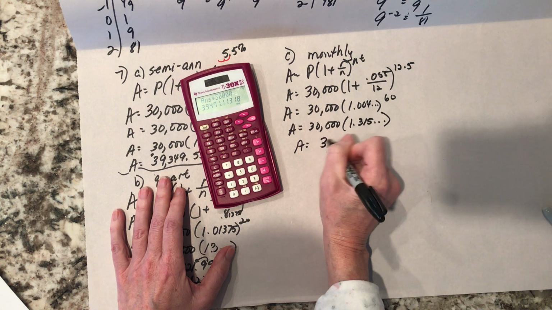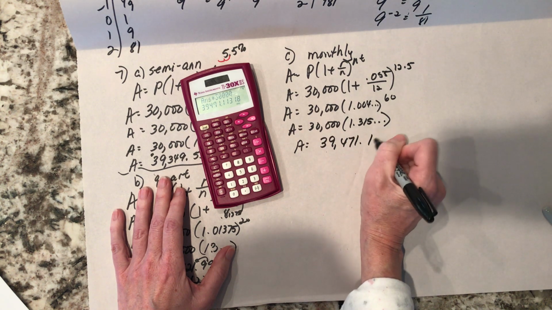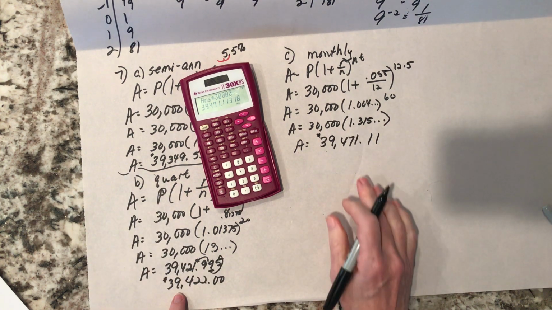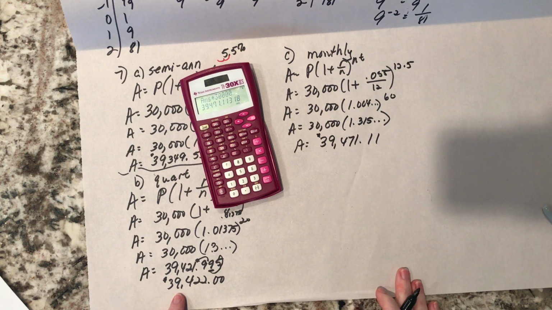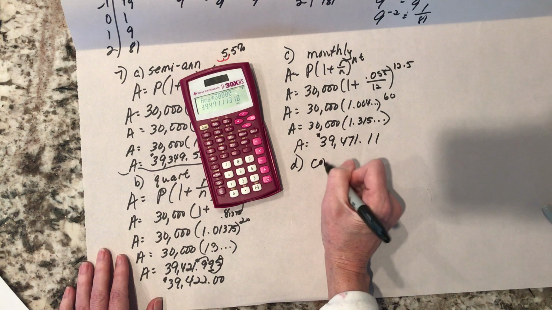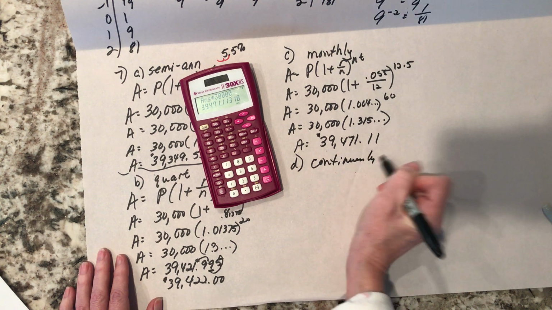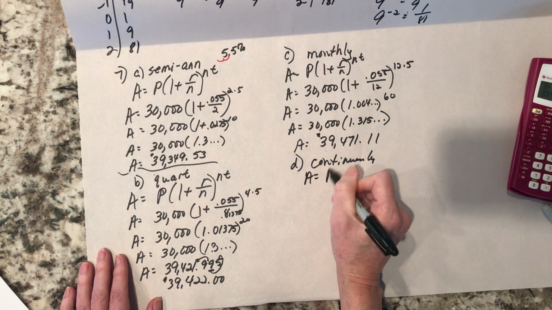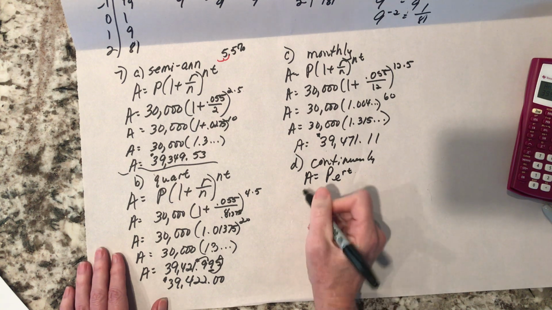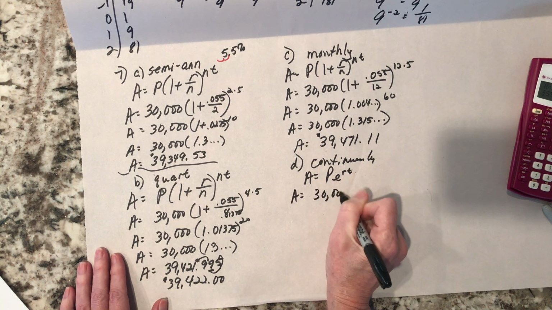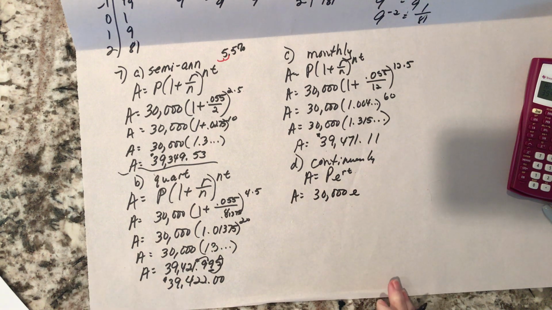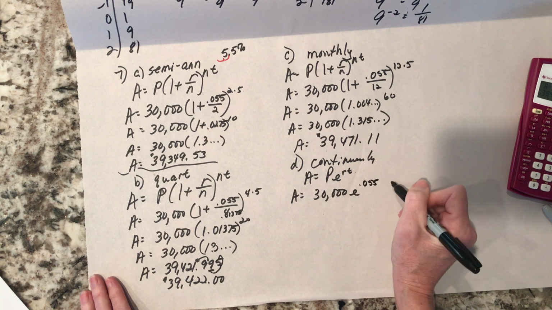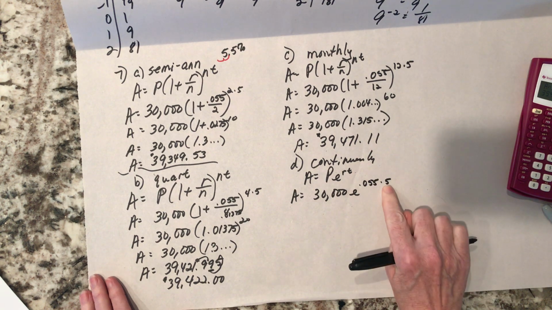So our accumulated value, $39,471.11. Making a little bit more money. Instead of $39,402, we're making $39,407. A little bit of a difference. And now compounded continuously, we use a different formula. The formula you use for compounded continuously is the PERT one. So our accumulated value is 30,000 times e, we'll worry about that in a minute, raised to the rate, which we already know is 0.055 times 5 years.